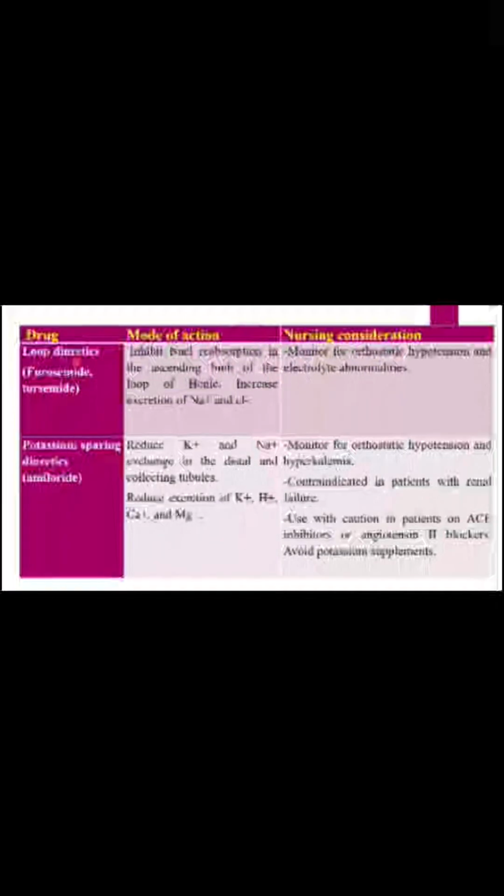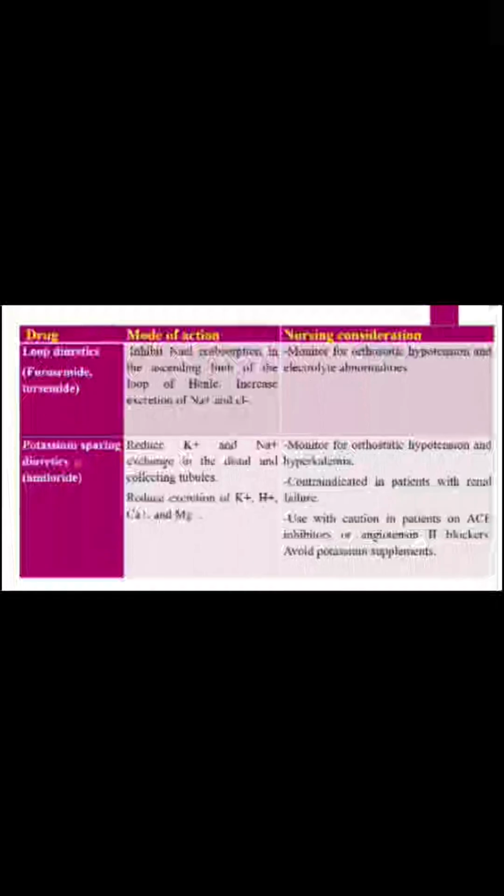Within the loop diuretics, there are furosemide and torsemide, which mainly inhibit the NaCl reabsorption in the ascending limb of the loop of Henle and increase the excretion of sodium and chloride. The nursing consideration is to monitor for orthostatic hypotension and electrolyte abnormalities.